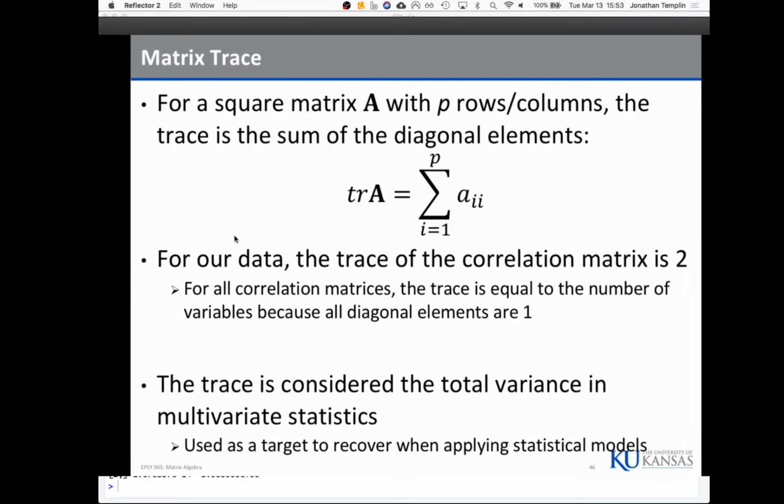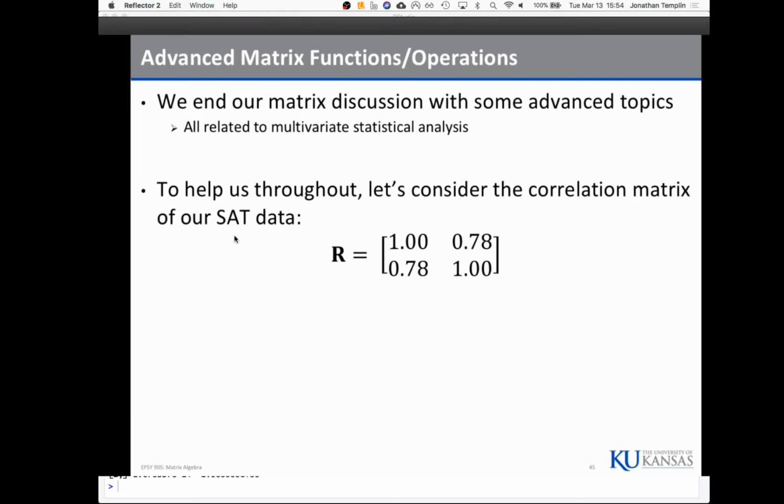There's something called the trace of a matrix. The trace of the matrix is literally the sum of the diagonal elements for a square matrix. So the trace of a correlation matrix is 2 in this case, and in general, equal to the number of variables you have in your analysis.